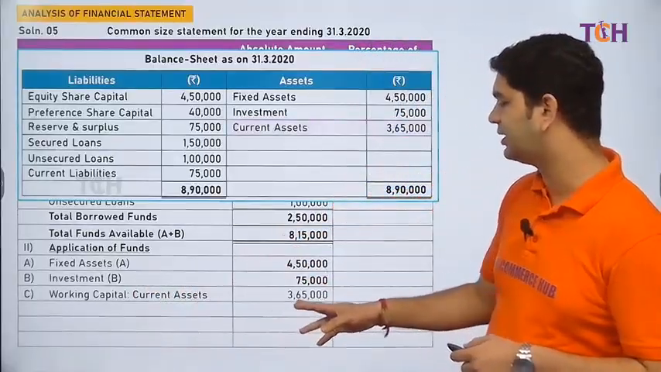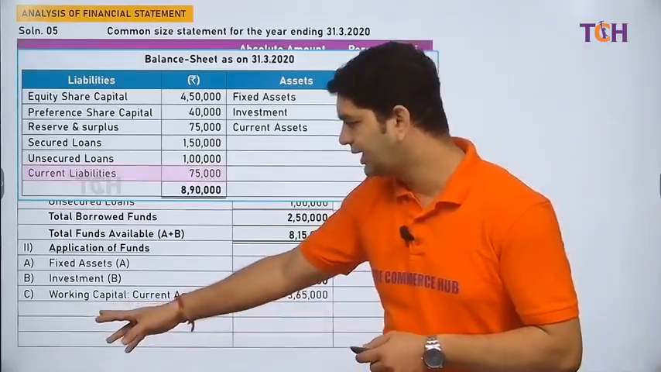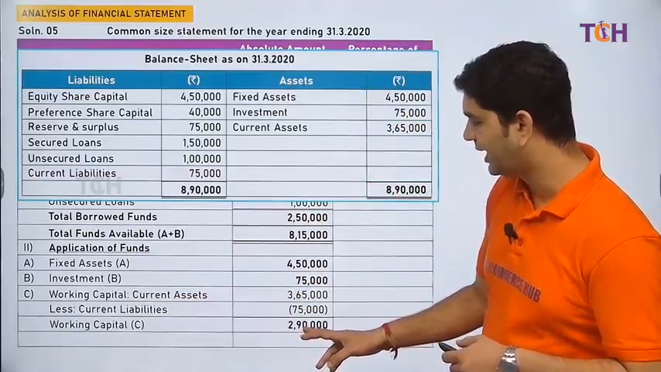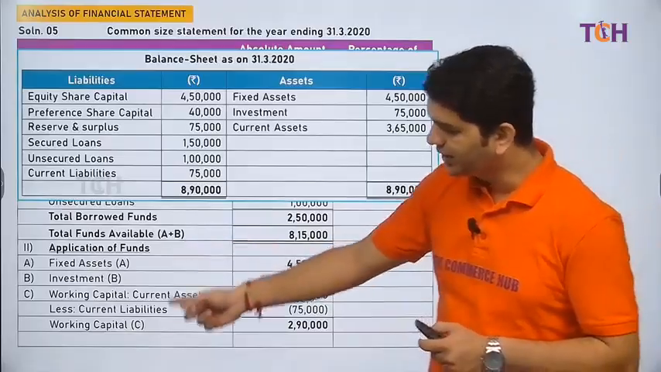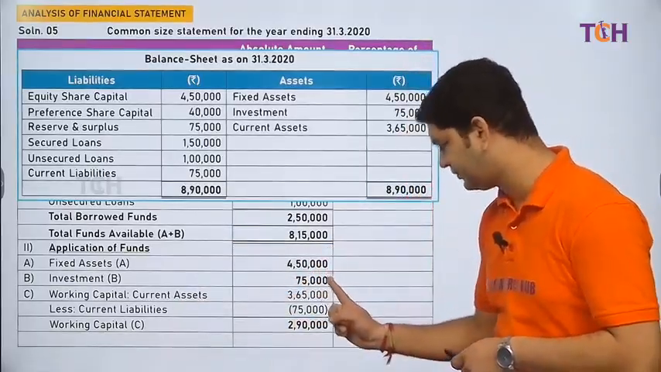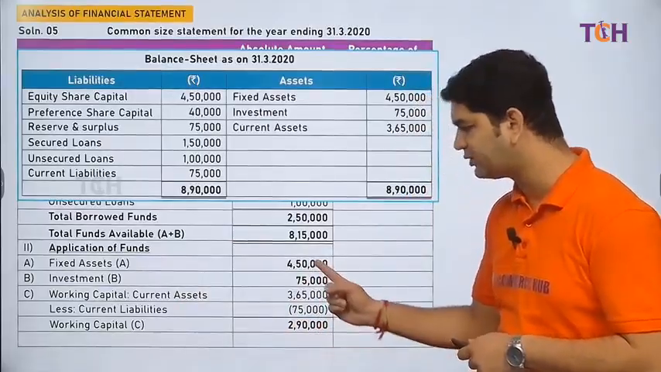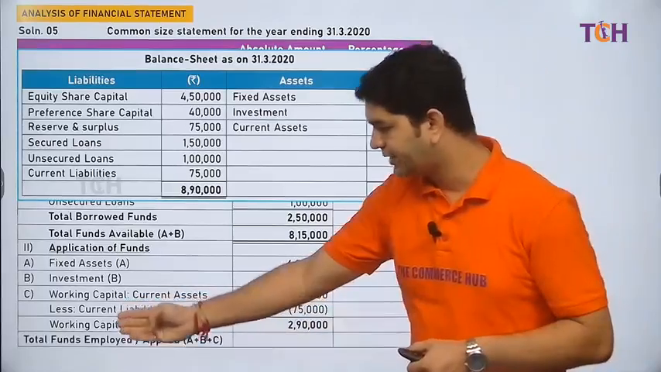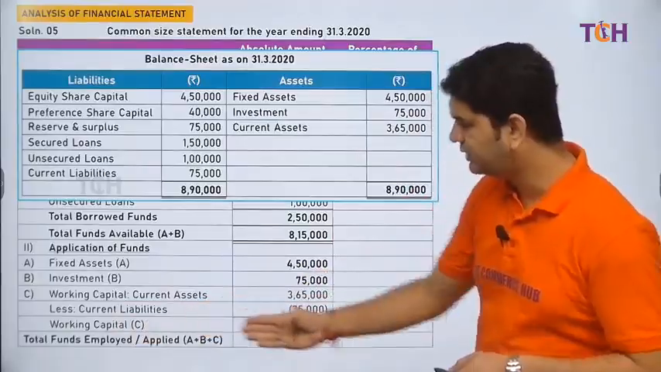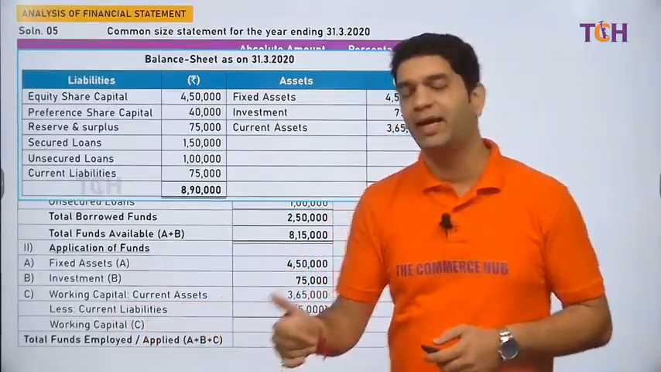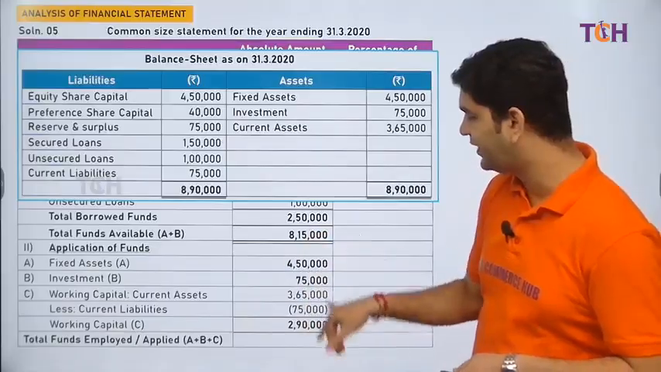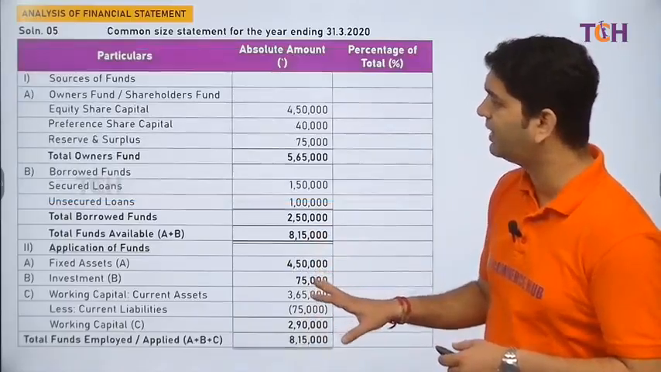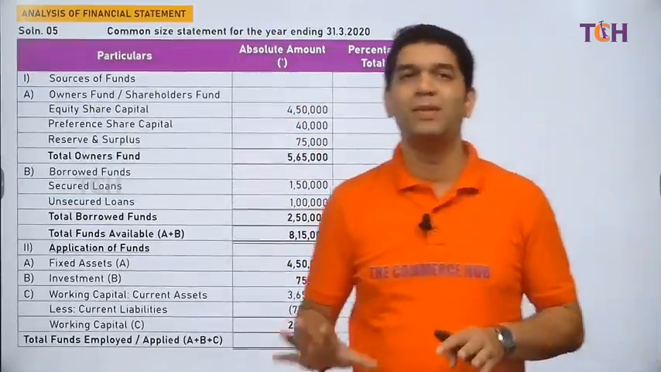Current assets are 3,65,000, less current liabilities, which are 75,000. So working capital is 2,90,000. Now, if we have to take the total, we need fixed assets, investments and working capital. Please look at my hand. Fixed assets, investments and working capital. The next total is total funds employed, or we can say total funds applied, which is again 8,15,000. 450 plus 75 plus 290, so 8,15,000. This is how we have prepared our vertical common size statement.